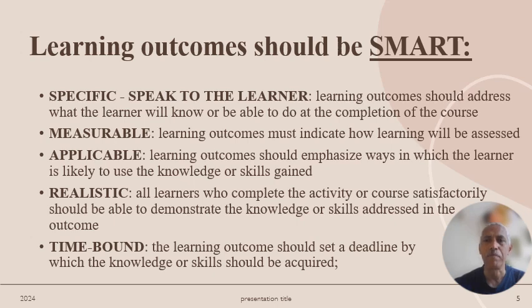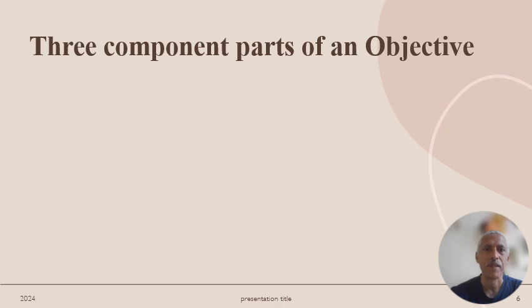And finally, time bound. Within what time frame do you want the students to be able to demonstrate the objective that you stated? Okay, so SMART: specific, measurable, attainable, realistic, and time bound. Three component parts of an objective.